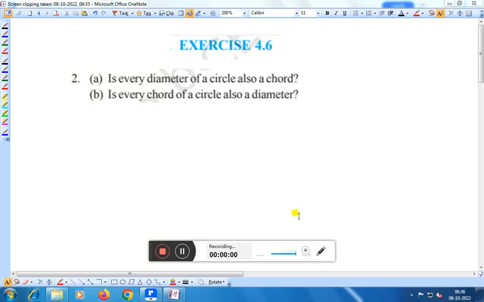Hello everyone. Today we shall discuss exercise 4.6 question number 2. A. Is every diameter of a circle also a chord? And question number B. Is every chord of a circle also a diameter?